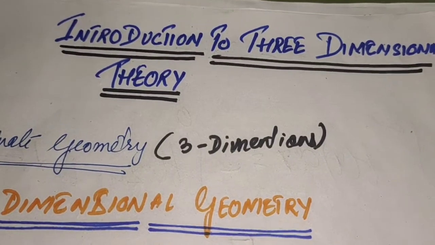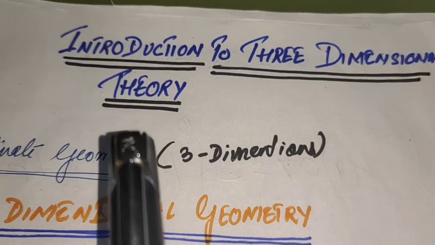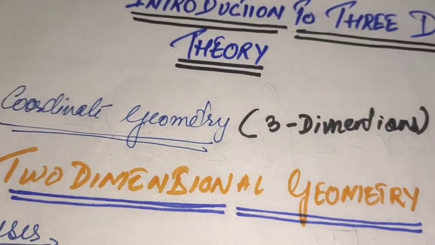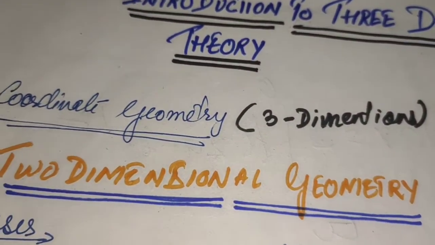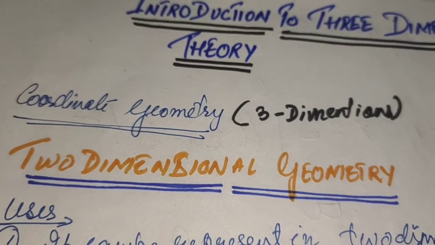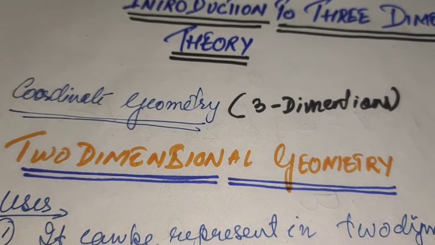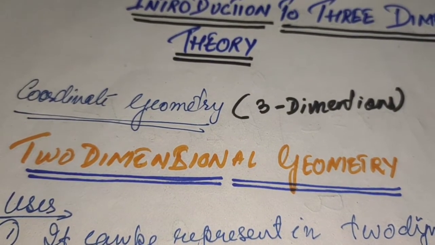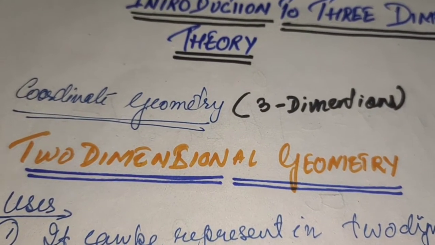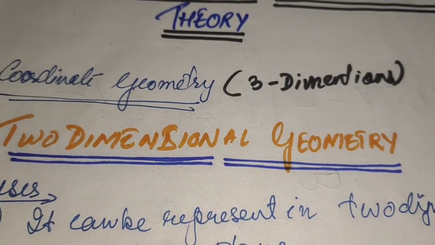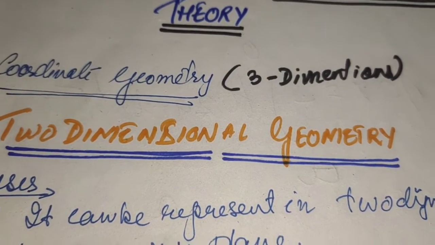Today we'll discuss Introduction to Three-Dimensional Theory. In this part, we'll first discuss coordinate geometry. We have learned in class 9, 10 and 11 that coordinate geometry is a special kind of geometry where algebra and geometrical concepts are merged. Here we'll discuss coordinate geometry of 3 dimensions.